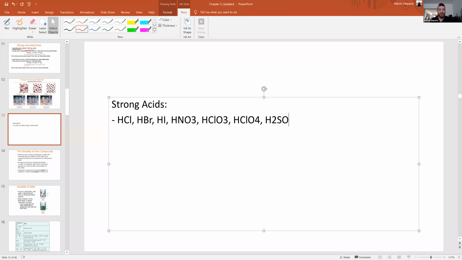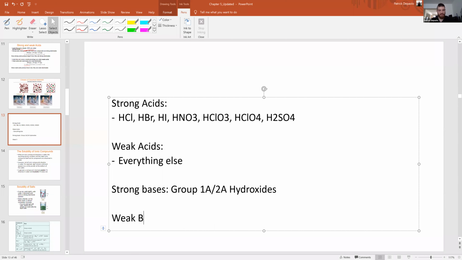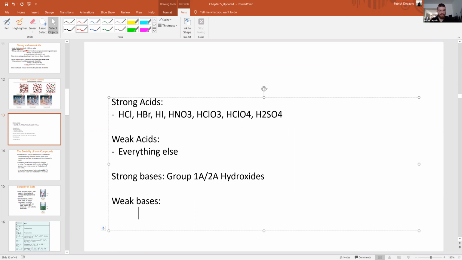I know that all the numbers are supposed to be subscripted. And then weak acids, everything else. Strong bases, group 1A, 2A hydroxides. Weak bases, everything else. All right, so here is all you need to know.